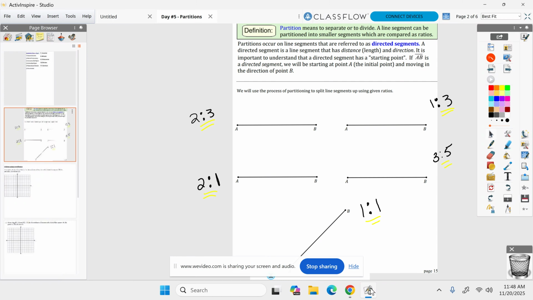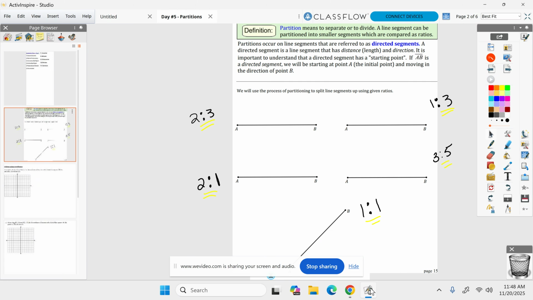Here's what it means. When I find that point on AB, I'm going to have two congruent line segments to the left and 3 congruent line segments to the right. So wherever this point is on AB, I'm going to look to the left and I'm going to have 2 congruent line segments. I'm going to look to the right of it and I'm going to have 3. So in total, how many congruent parts should I have on AB in total?